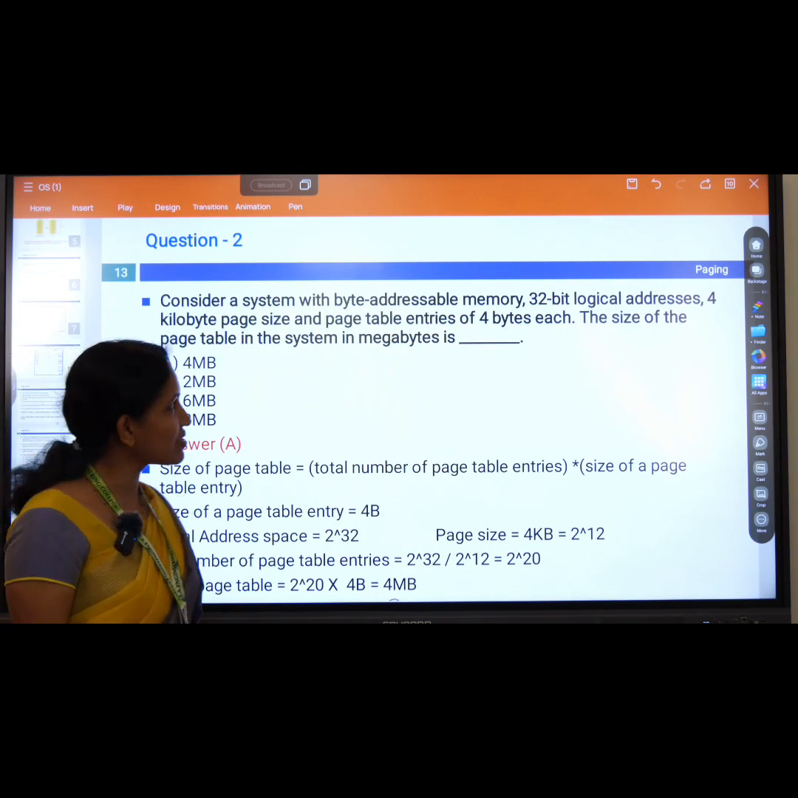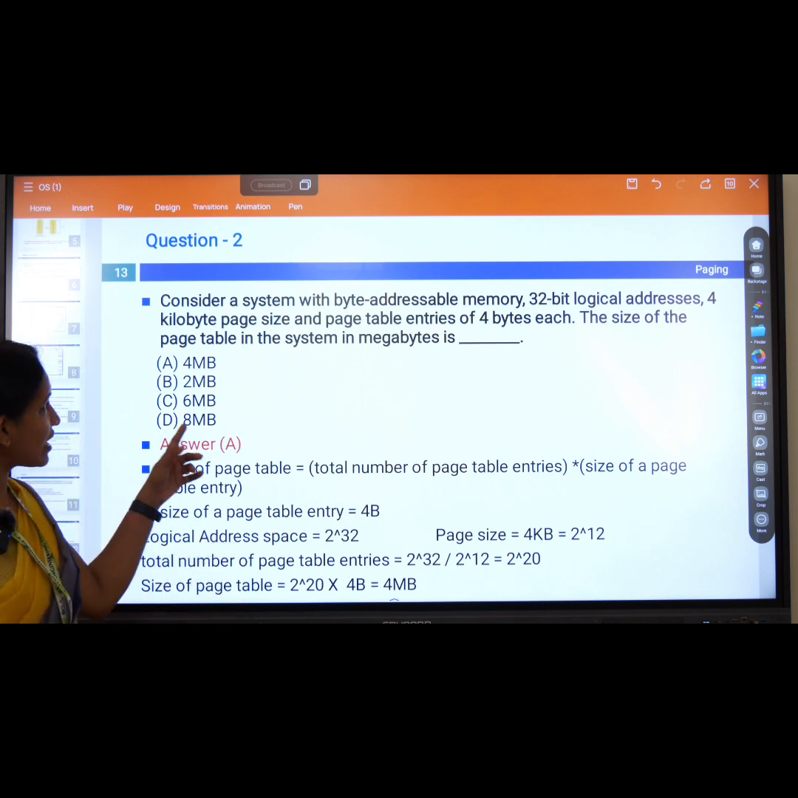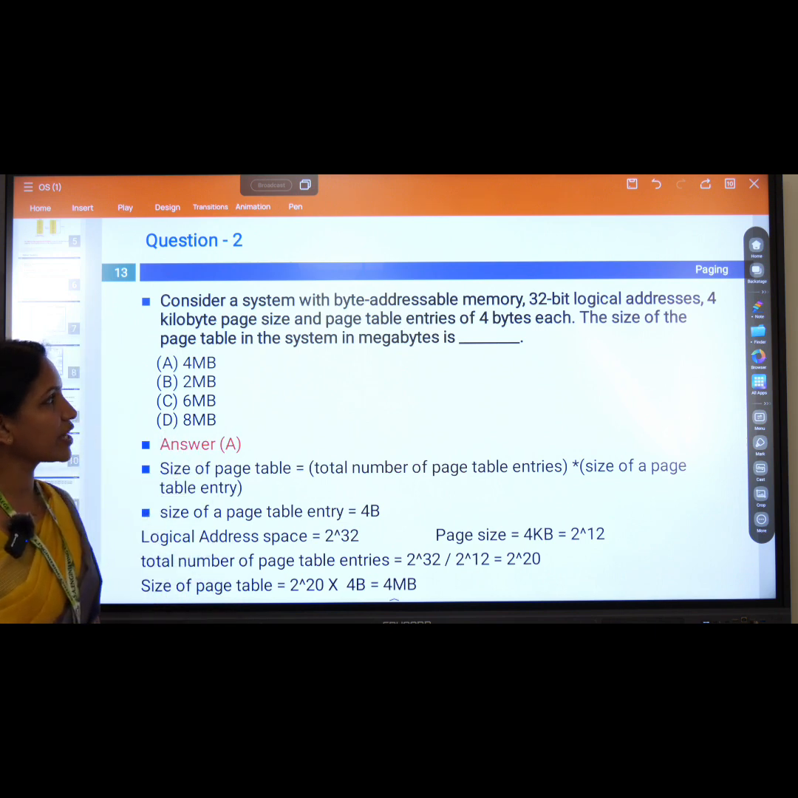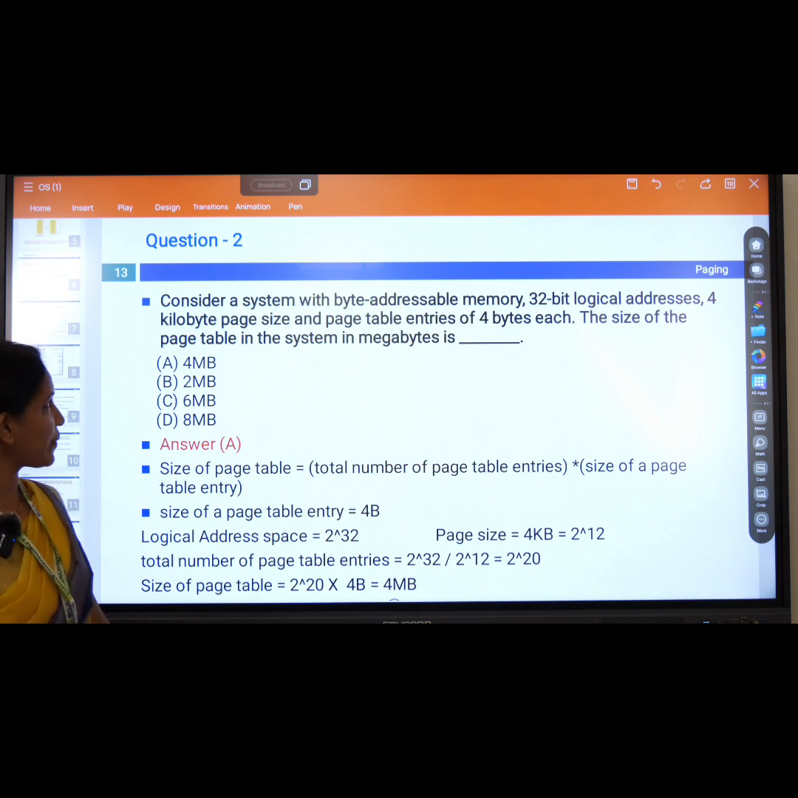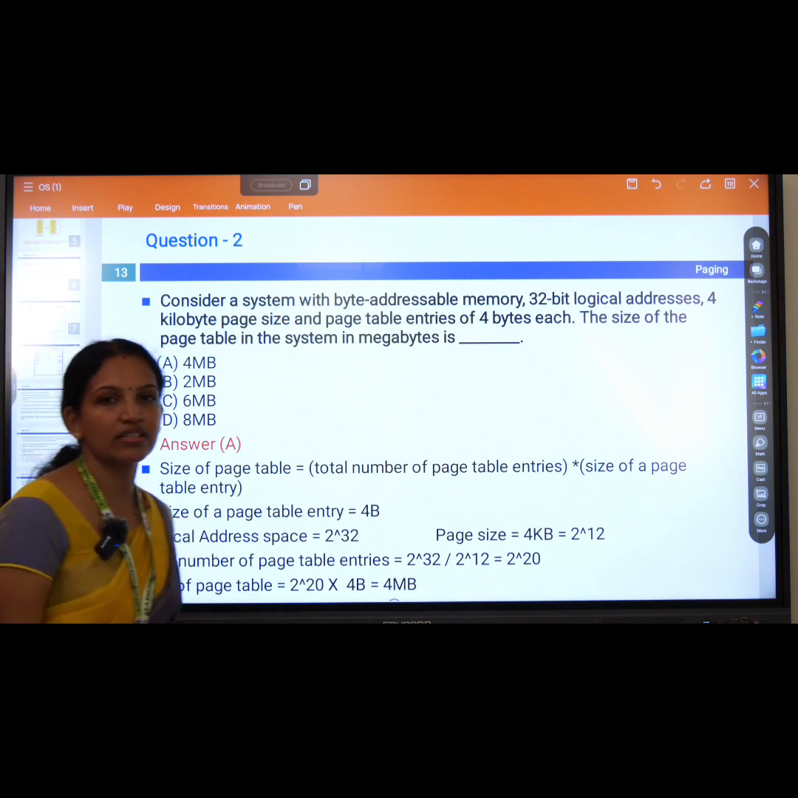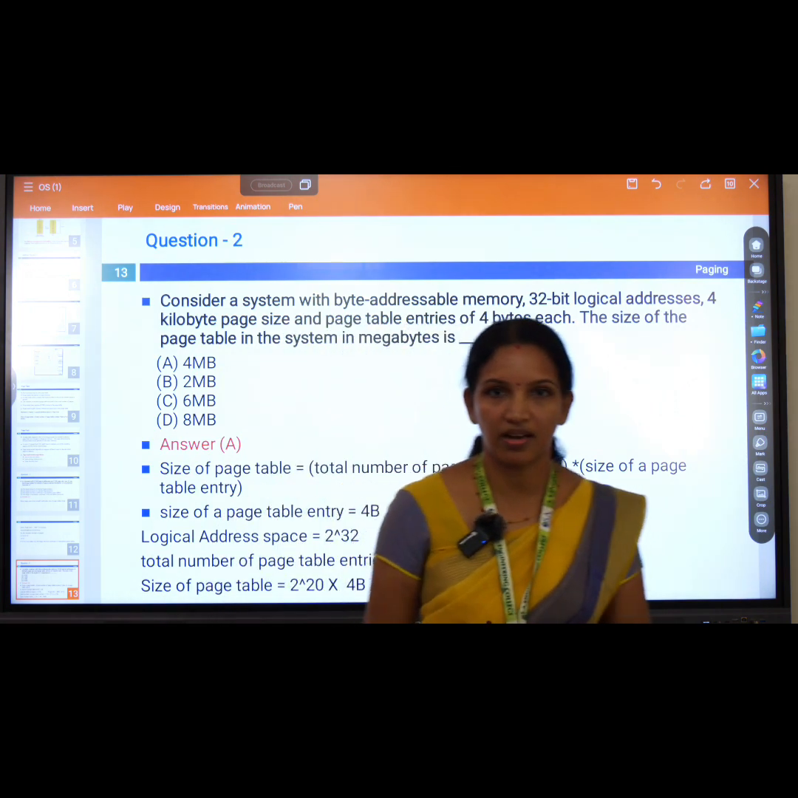Next, we will move on to question number 2. Consider a system with byte addressable memory, 32-bit logical addresses, 4 kilobyte page size and page table entries of 4 bytes each. What is the size of the page table in the system in megabytes? So here you have to calculate the size of the page table in megabytes.